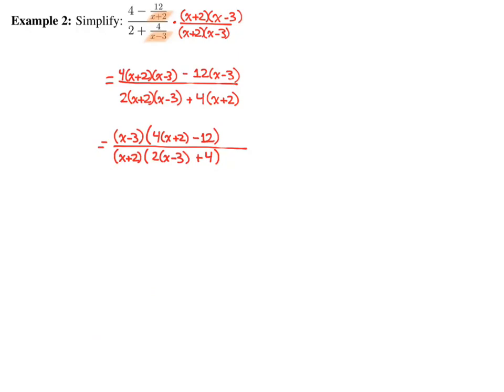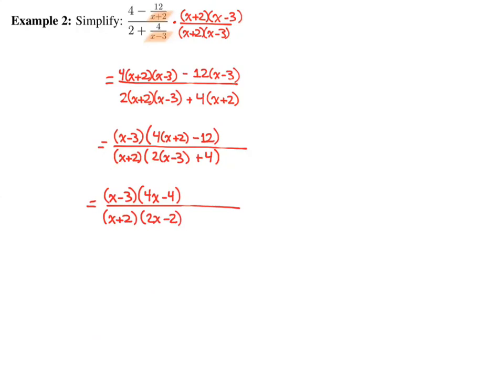Okay, now that leaves me with these huge sets of parentheses, both numerator and denominator, with some stuff in it. I had the leftover 4 times x plus 2 from the first term, and then negative 12 from the second term in the numerator. The denominator is the 2 and the x minus 3 from the first term, the 4 from the second term. Now, let's go ahead and see what happens if we simplify that out. We got 4x, we got a plus 8 minus 12, so it's really negative 4. We got a 2x minus 6 plus 4, so minus 2.